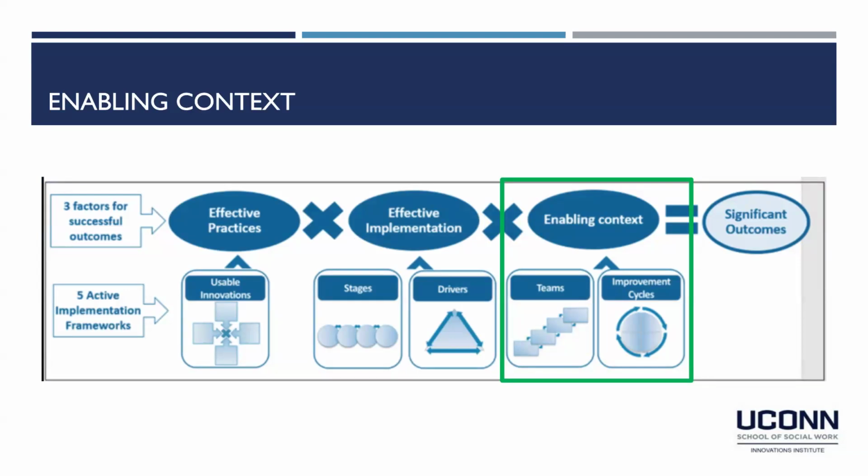Now we have talked about the implementation frameworks associated with the effective practices and effective implementation factors. So we're going to move to the final factor, which is an enabling context. The enabling context has two implementation frameworks: teams and improvement cycles.